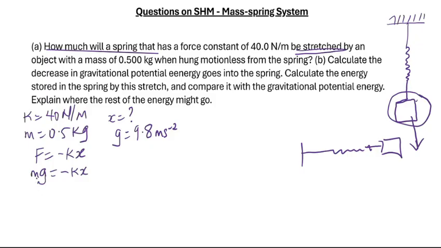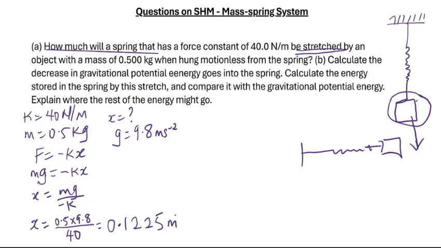We are looking for our x, so we can say x equals mg over negative k, or mg over k. The negative sign is just telling you the direction, that it's moving in the opposite direction. Now mass is 0.5 times 9.8 over our k, which is 40. If you punch 0.5 times 9.8 divided by 40 into the calculator, you will get 0.1225 meter. It is being stretched by 0.1225 meter.